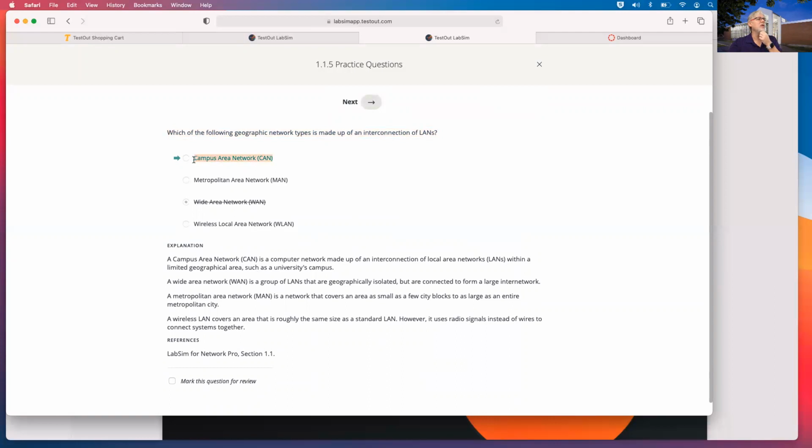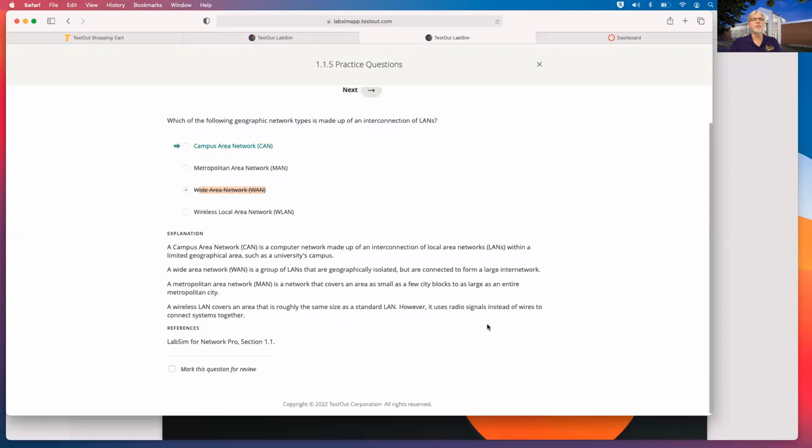a campus area network as opposed to a wide area network? And then they give you the definitions of all of them. And you go, oh, okay, I get it. Let's move on to the next one. So then you could come back in, right?